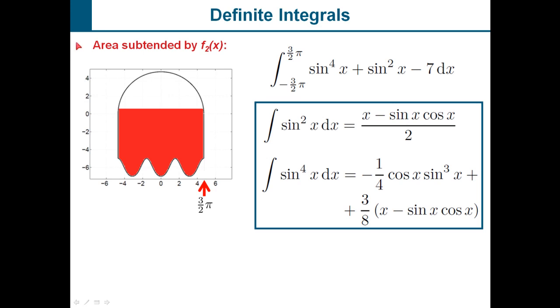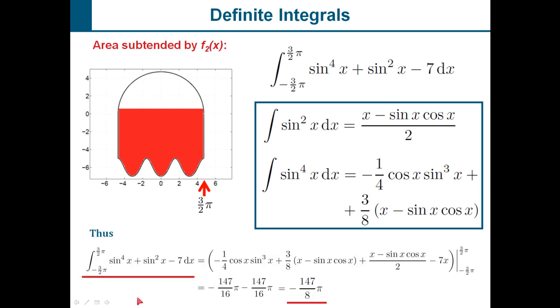We can now calculate the area subtended by f2 of x. It is sufficient to substitute in this integral the expressions that we have found for the antiderivative of sine squared of x and for the antiderivative of sine to the fourth of x. Of course, the antiderivative of 7 is trivially 7x. This definite integral will be equal to the antiderivative of this expression evaluated in 3 over 2 pi minus the antiderivative of this expression evaluated in minus 3 over 2 pi.